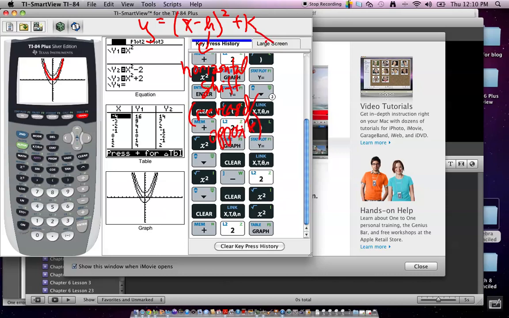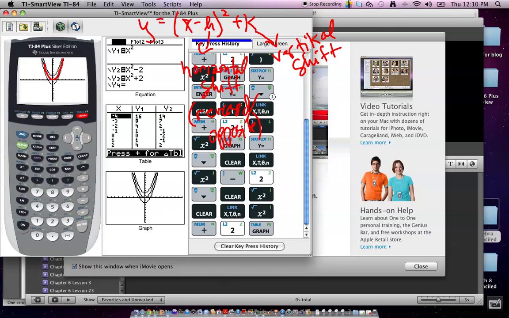And then k, I'm going to misspell this on purpose, is vertical shift. And I spelled it with a k, okay? In other words, it slides it up and down. So the h slides the graph left and right, the k slides the graph up and down.